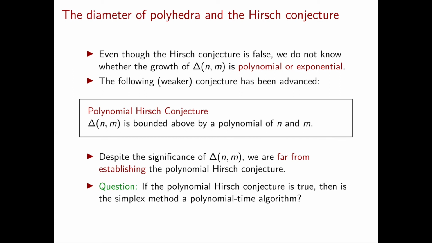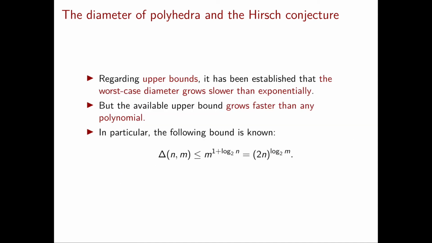Either the polynomial Hirsch conjecture is true or it is false. Let's say for a moment that it is true. Then this still doesn't mean that there exists a pivoting rule that takes only a polynomial number of steps. But it gives us hope that one actually might exist. On the other hand, if the polynomial Hirsch conjecture is false, then this immediately implies that no such pivoting rule can exist. So we don't know whether delta is upper bounded by a polynomial in m and n.